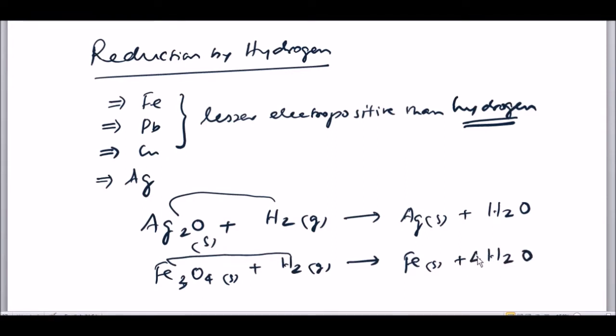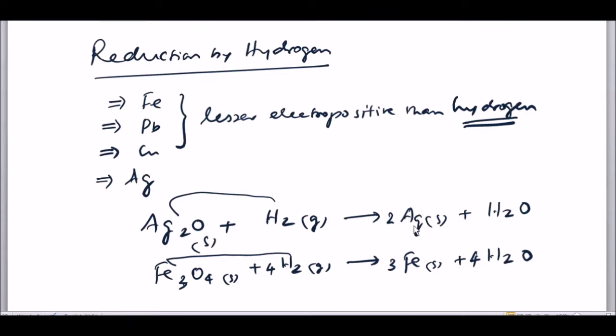In order to balance the equation, I can write 4 times, 3 times, here it is going to be 4. So the equation is balanced. Here I can write 2 times. And in these two cases, hydrogen is more electropositive than silver and iron, and hence the hydrogen is used as a reducing agent.